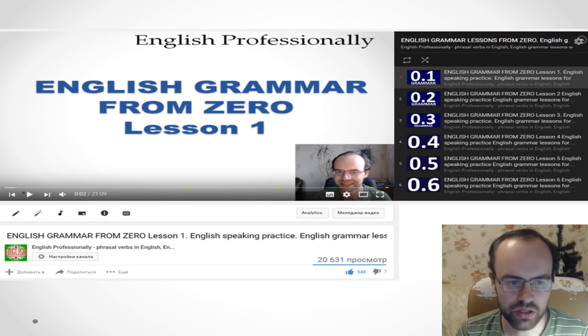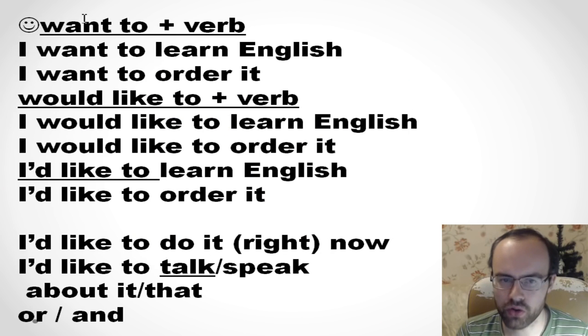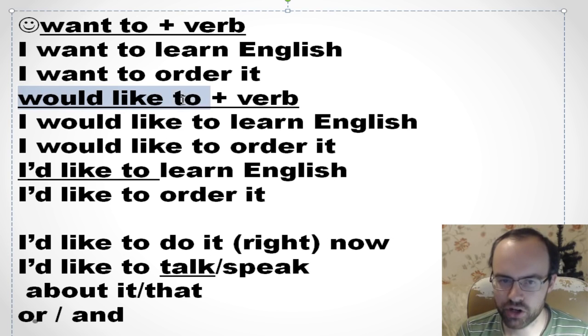As you know, we talked about want to. We talked about this structure, want to plus verb. For example, I want to learn English. I want to order it. But there is one more very interesting structure: would like to, and you use a verb after to. So, I would like to plus verb. I would like to learn English. I would like to order it.